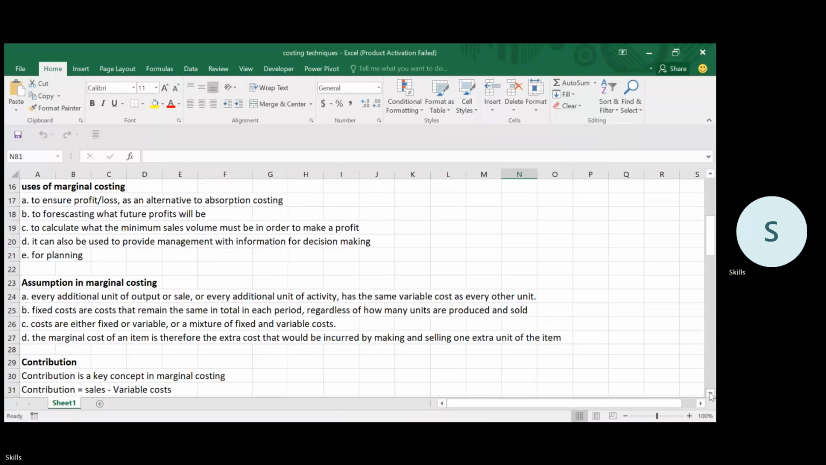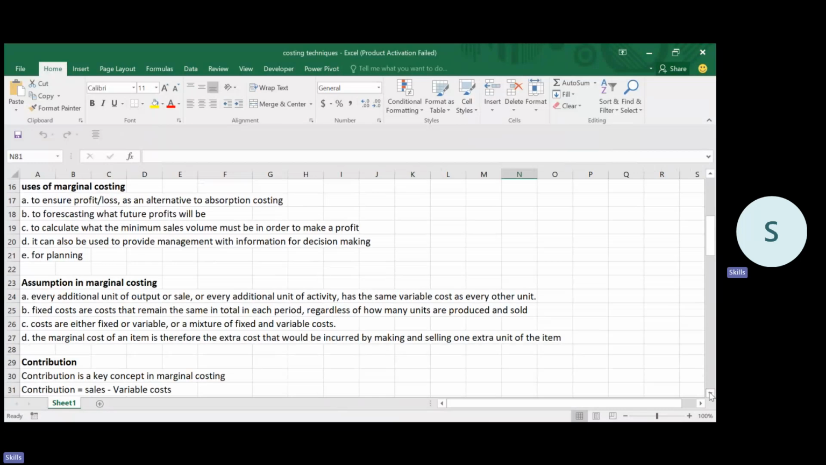That is one of the assumptions. Then fixed costs are costs that remain the same in total in each period. So in each period, the total fixed cost is the same, and it does not change in the period. Regardless of how many units are produced and sold within that period, the fixed cost is the same. That is another assumption of marginal costing.